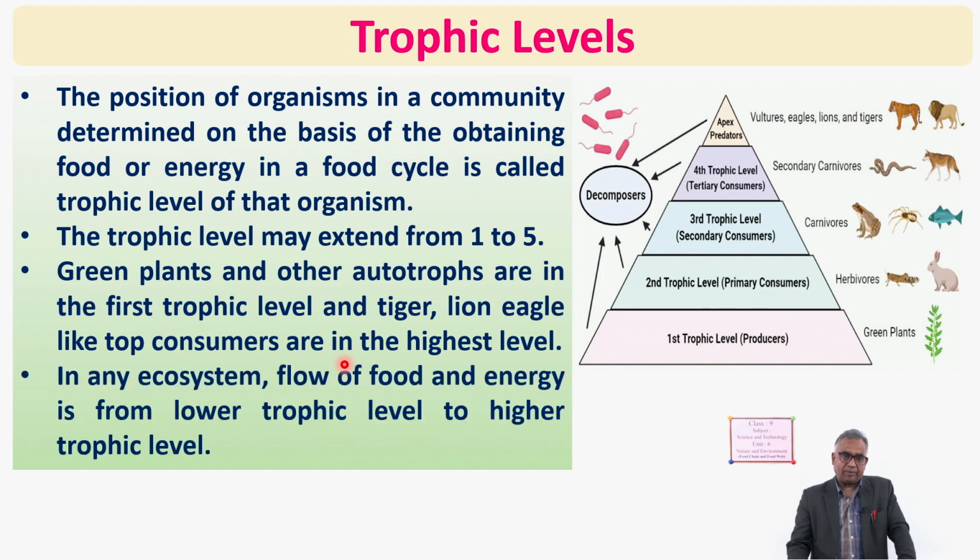In any ecosystem, flow of food and energy is from lower trophic level to higher trophic level. Lower one is the lowest one, and then higher, higher, higher. So flow of food and energy is from down to upward, or you can say from lower to higher trophic levels. Okay, so it is about trophic levels.